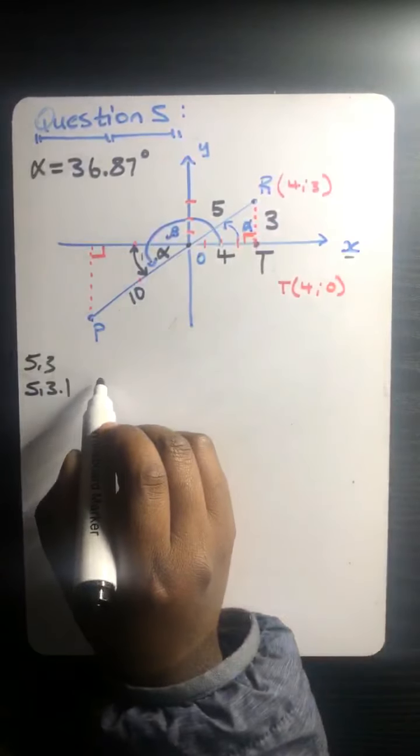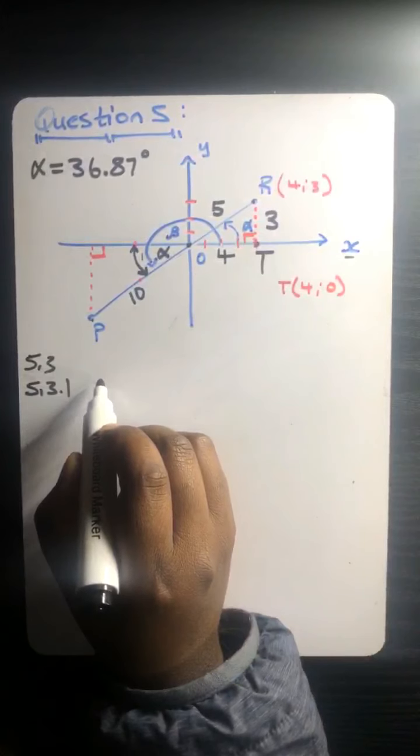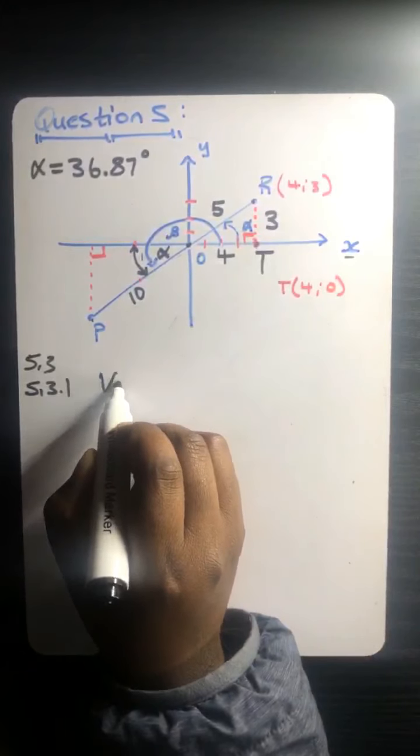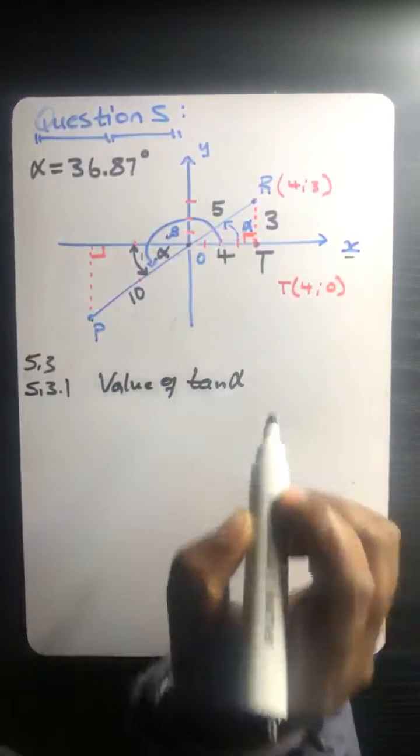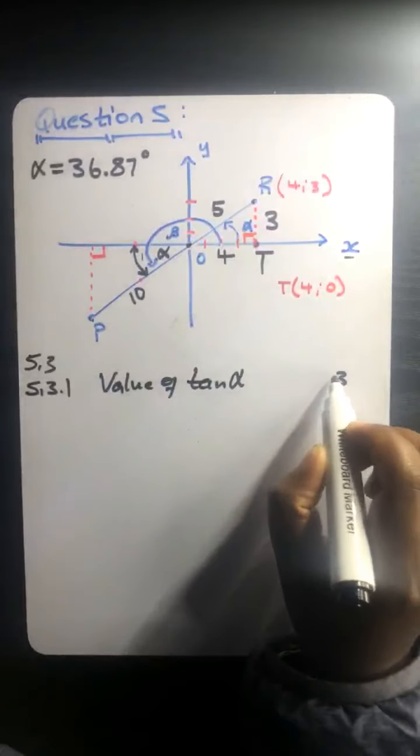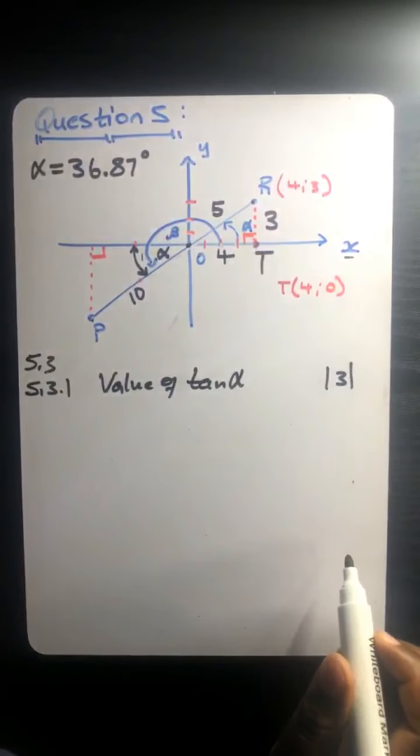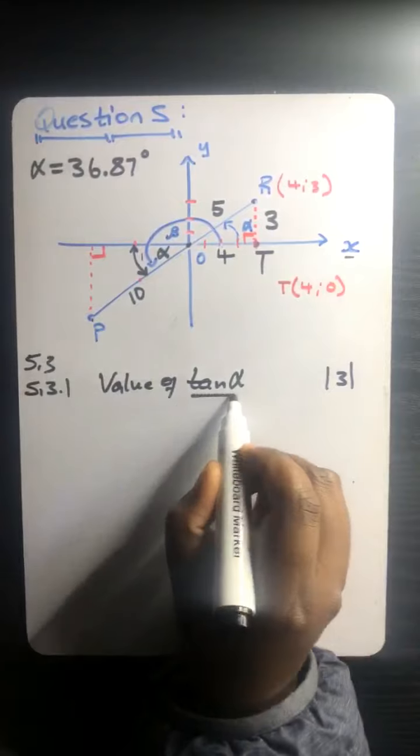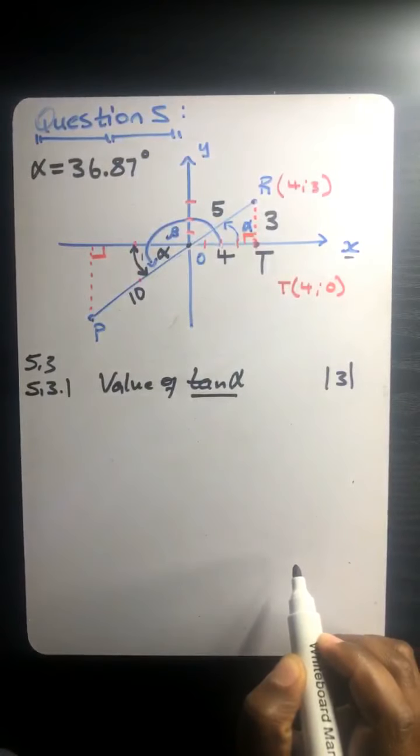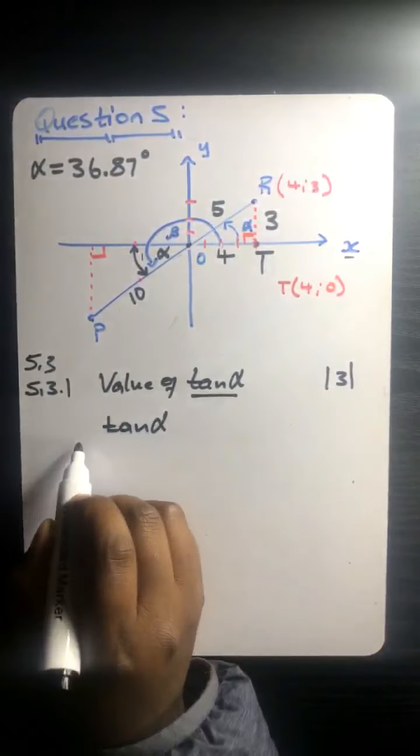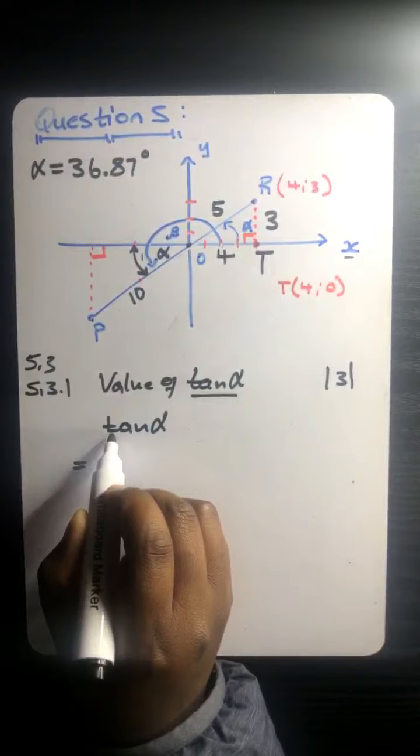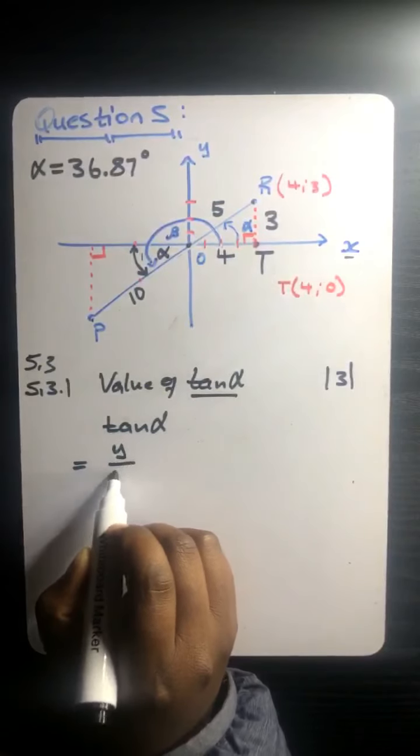So our first question says, without using a calculator, determine the value of tan alpha. And this question is allocated 3 marks. So there's nothing much complicated there. You just need to know what is the trig ratio for tan. Obviously, tan of angle alpha, we know very well that tan is y over x.